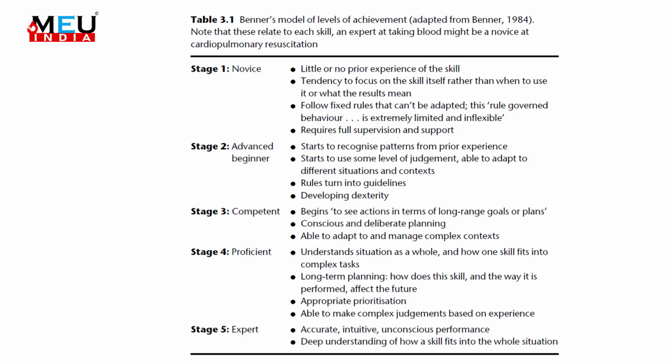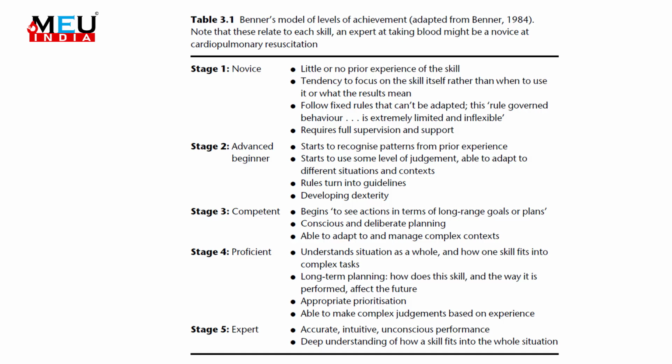Stage 2, Advanced Beginner. Starts to recognize patterns from prior experience. Starts to use some level of judgment, able to adapt to different situations and contexts. Rules turn into guidelines. Developing dexterity. Stage 3, Competent. Begins to see actions in terms of long-range goals or plans. Conscious and deliberate planning. Able to adapt to and manage complex contexts.